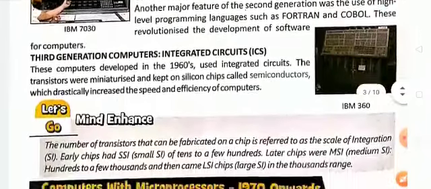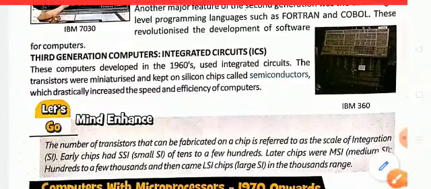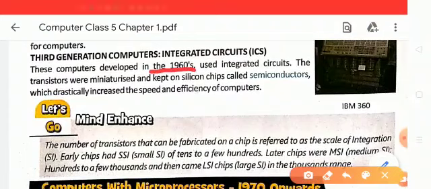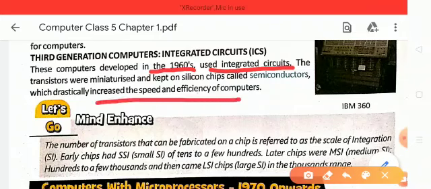Now the third generation computers. These computers were developed in the 1960s and used integrated circuits. Okay, integrated circuits. The transistors were miniaturized and kept on silicon chips called semiconductors, which directly increased the speed and efficiency of computers. This is the important line. It means when we use ICs, integrated circuits, in our computer, then the computer's speed and efficiency increase. Okay, I hope you understand.